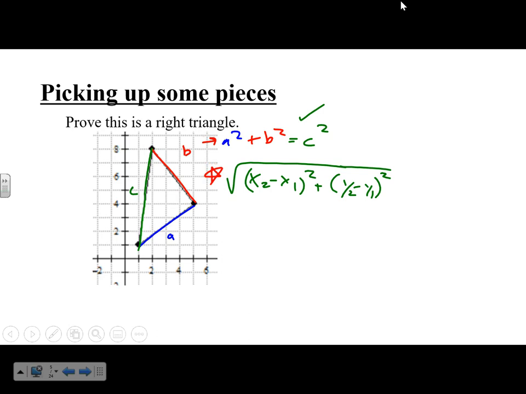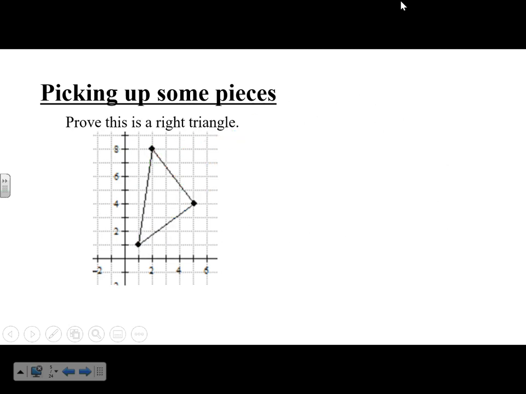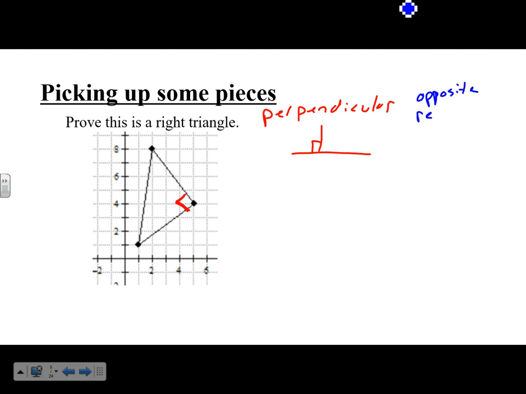But instead of doing that, if we want to prove that this is a right triangle, rather than just using the Pythagorean theorem, all we have to do is prove it's obviously a triangle. We just have to prove that this is a right angle. Well, the way we do that is use the slopes. Remember, if they're a right angle, that means they're perpendicular. Remember, perpendicular means they meet at a right angle. And perpendicular slopes are opposite reciprocal.